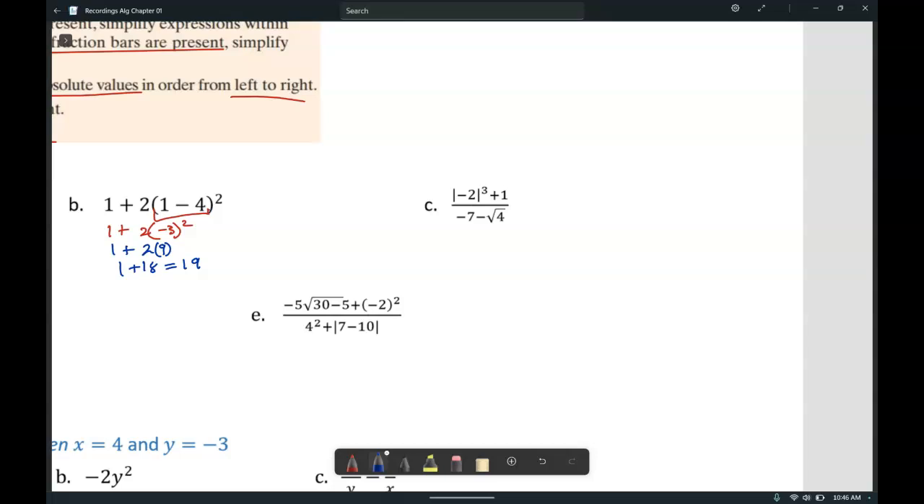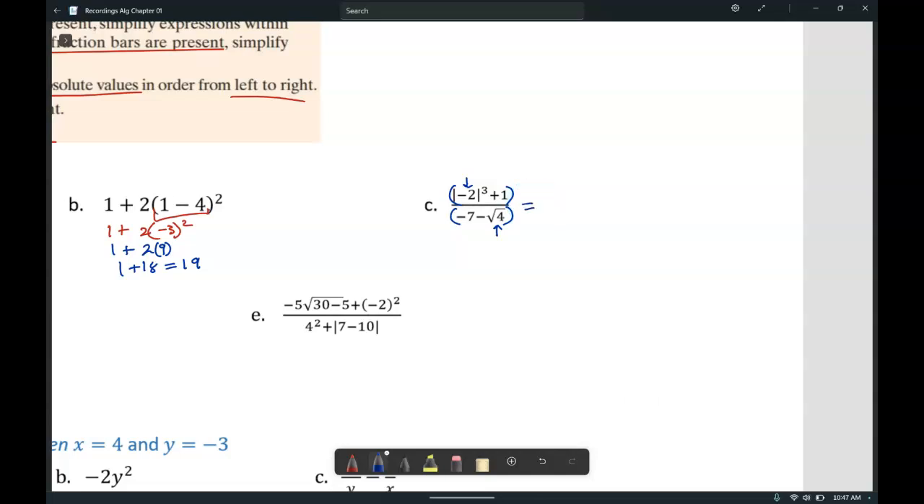We have some grouping symbols within the numerator and the denominator. We can take care of these and assume these as a group. We have to evaluate our absolute value first before we do the exponent. We can also evaluate our square root that's in the denominator to save ourselves a little bit of time.